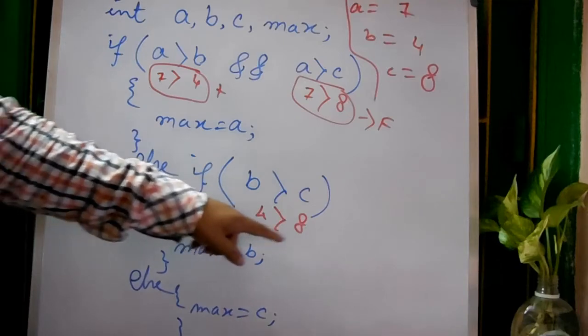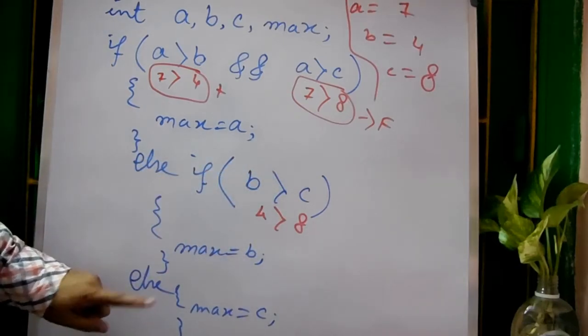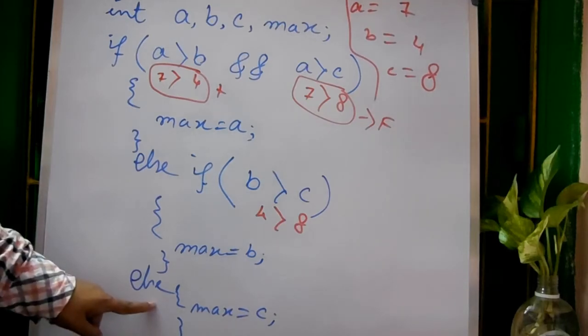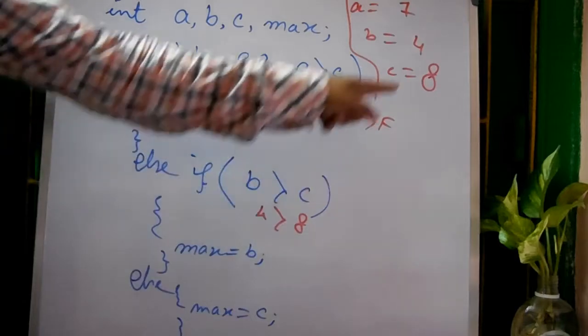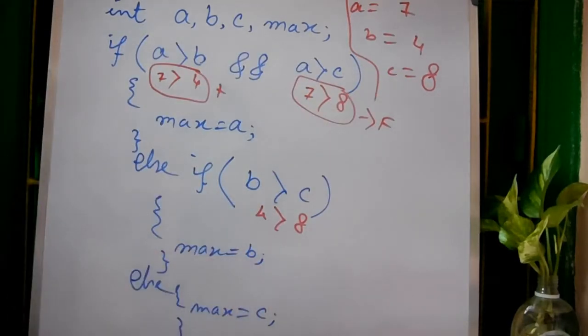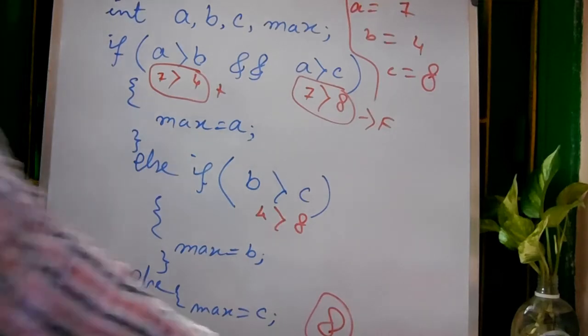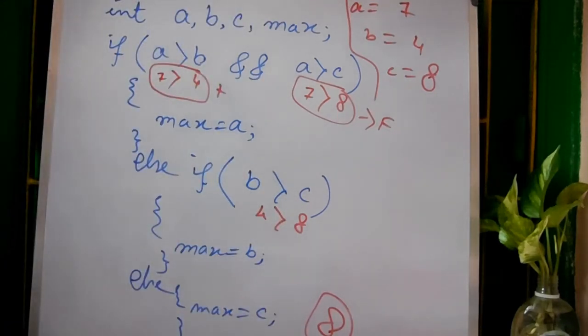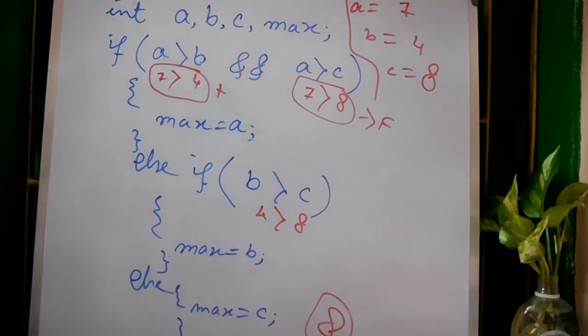So in this if block, the else part is which one? This is the else part. So this else part will execute. So what is the else part? Else part is max is equal to C. So C is which one? C is 8. So maximum will be 8, like in this way. So understood? Got it? I hope you have understood this basic concept of if statement, if else statement and nested if else statement.